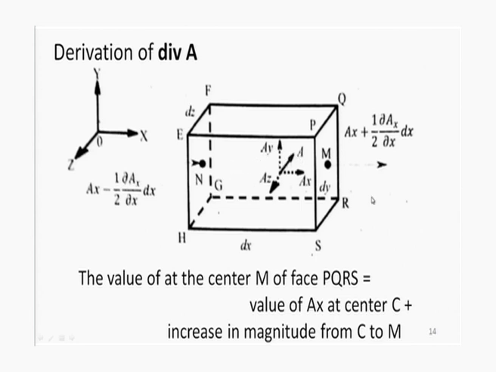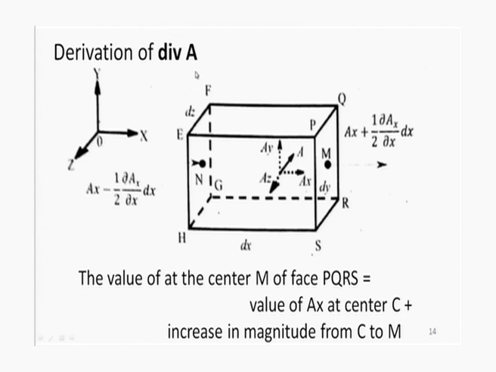When fluid is flowing, the flow direction is known to us and it is represented by the value at the center of the phase PQRS. This is the PQRS, and at the point M the value is equal to the value of Ax at the center plus the increase in magnitude from C to M, that is, from the center towards this point. This is what we represent by the divergence of A.